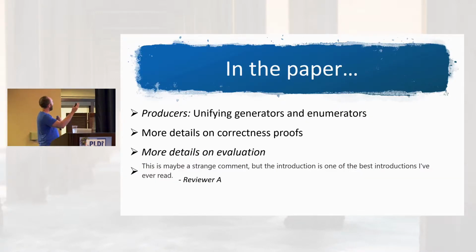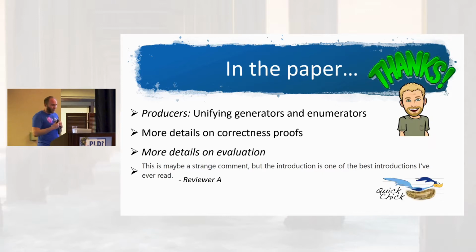So, of course, the paper has a lot more information. It talks about how you can unify generators and enumerators so that the monadic switch that you do there is easier for implementation purposes. More details on the proofs, more details on evaluation, and everything is available online in QuickChick. It's implemented in QuickChick. And with that, I'll take any questions you might have.